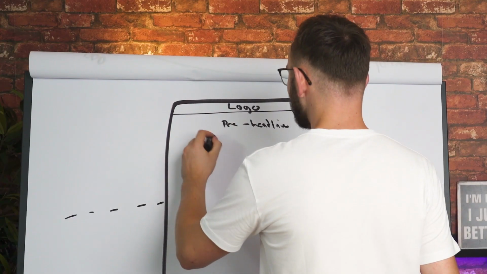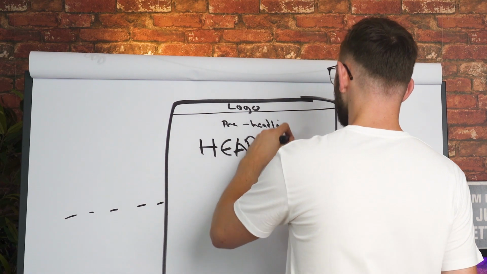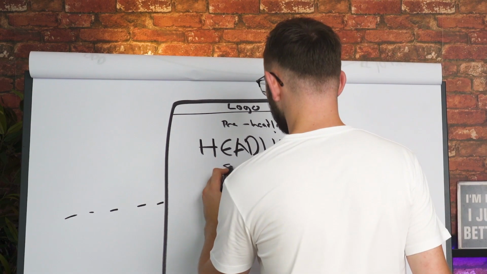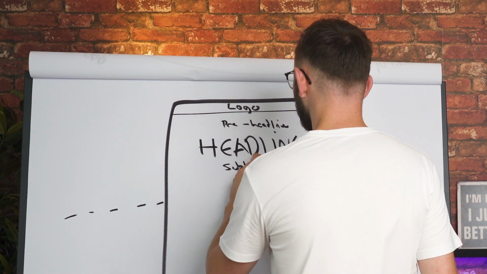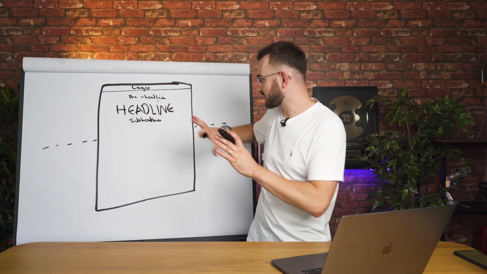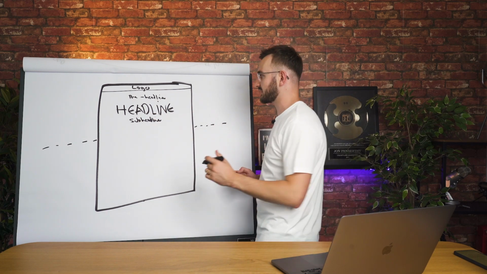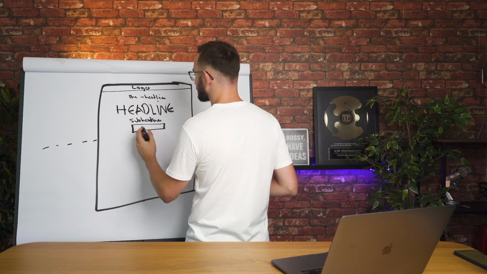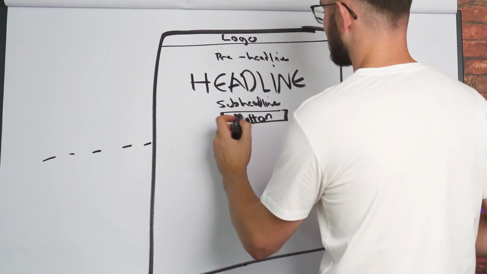Then we have the main headline. Okay, so that's the next piece. And then we have the sub-headline. Now, I'm not going to get into the copywriting aspect of this. We're talking about the structure for now. I've got another video on my channel that goes into the copywriting stuff, so you can check that out. But then we have a subheadline, and then I want to have the first call to action button for them to opt in.